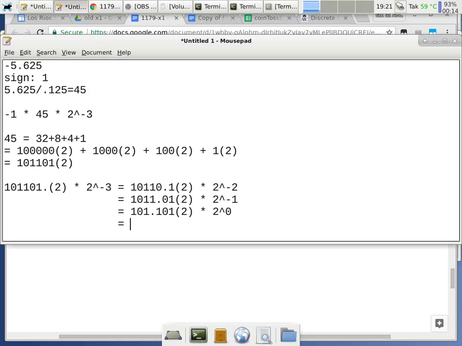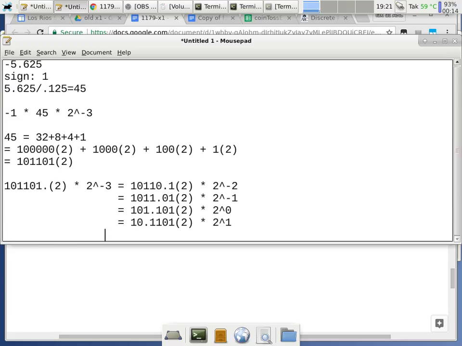And then we can look at this 11.01101, 10.1101 in base 2 times 2 to the power of 1. And this is our last step here. It's 1.01101 in base 2 times 2 to the power of 2.